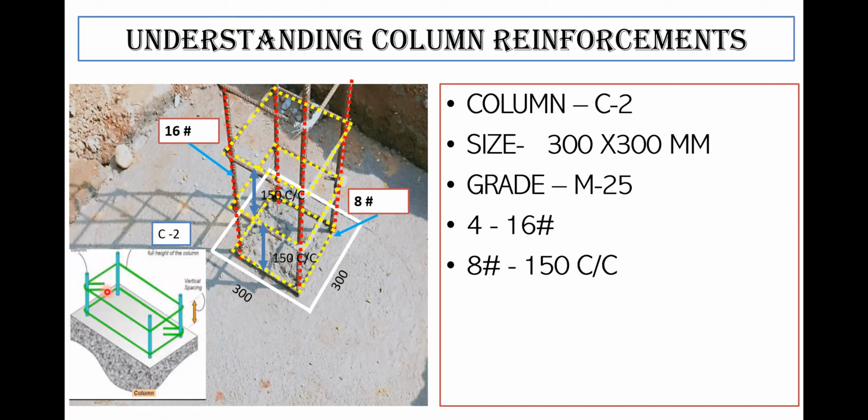This length should be either 75 mm, minimum it has to be 75 mm, or 10 times the diameter of the bar that you're using, whichever is greater. Because it's written here 8 mm, you have to provide an 8 mm bar. So 10 into 8 comes out to be 80 mm. So we are going to provide this as 80 mm and 80 mm.